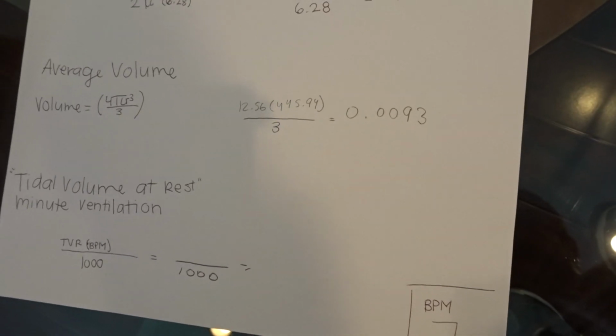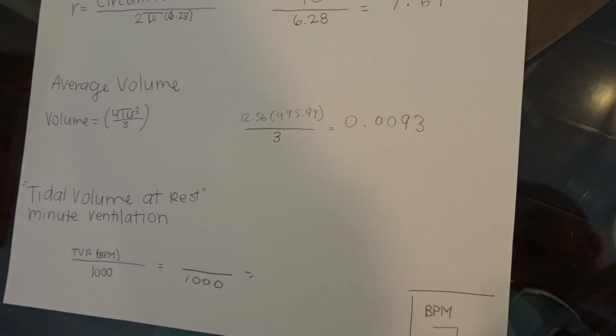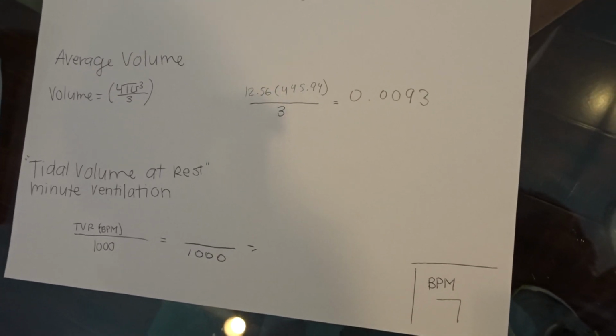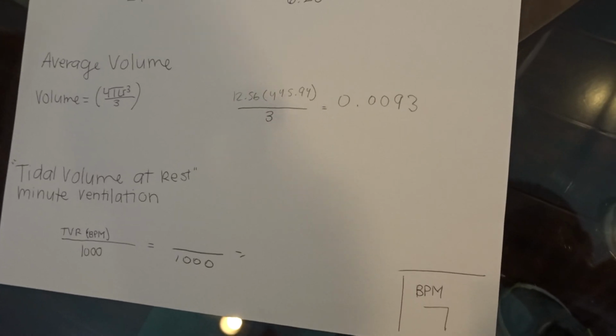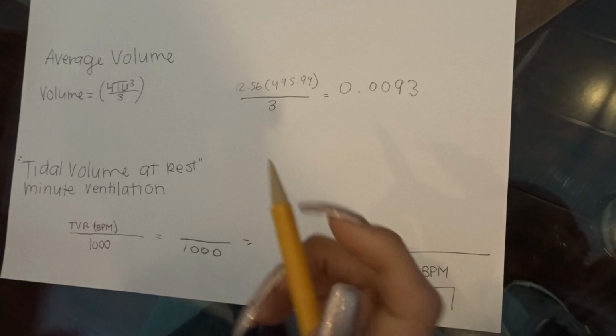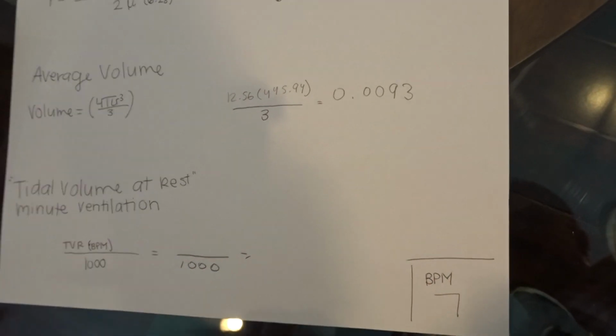Now we're going to calculate the minute ventilation, and this is the tidal volume times the breaths per minute, and then that product is divided by 1,000. So the tidal volume is this number. So we're going to do this number times the breaths per minute, which was 7.